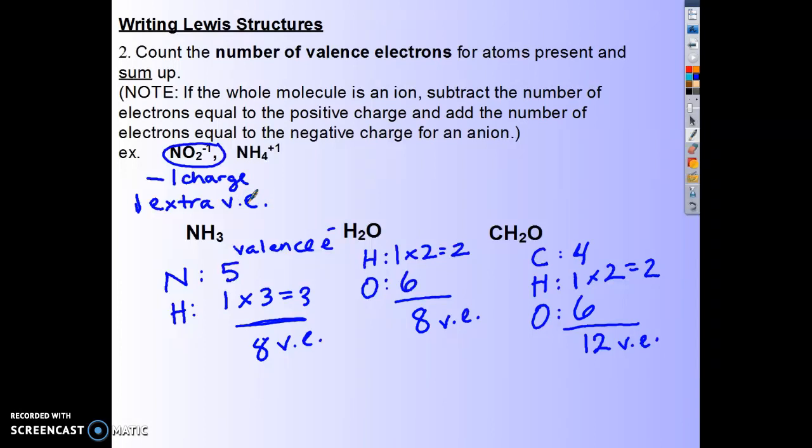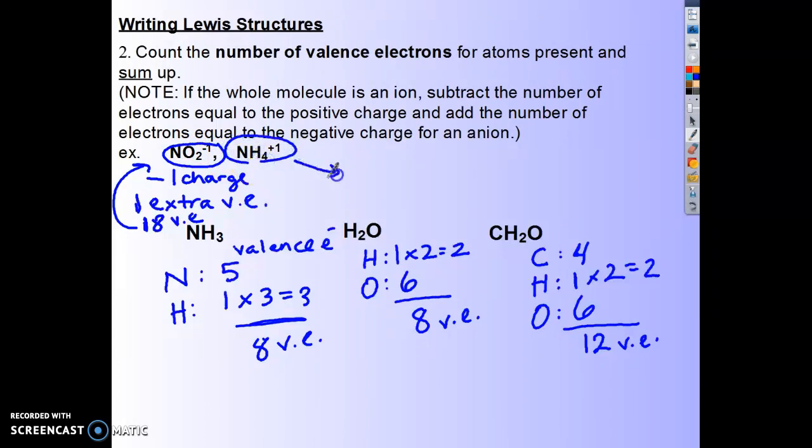So say for this you have, let's see, 17. Now you're going to have a total of 18 valence electrons for NO2 because it has that -1 charge, which means it has an extra electron in its total valence electrons.